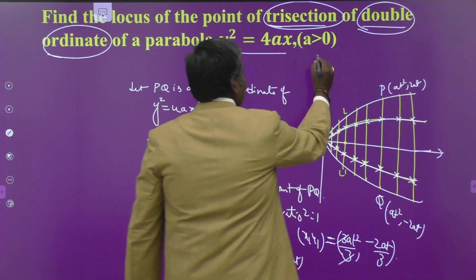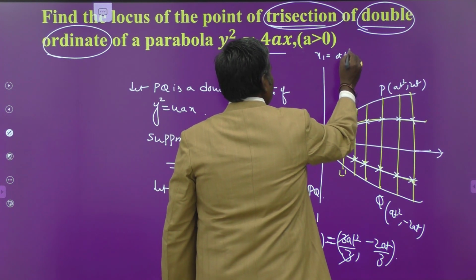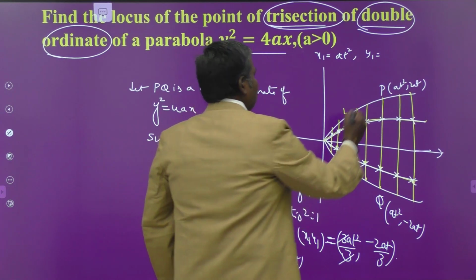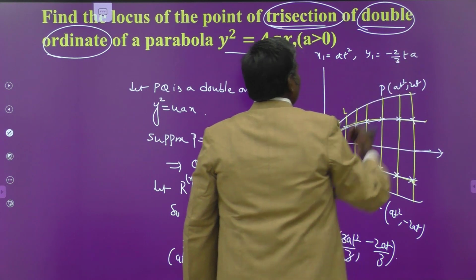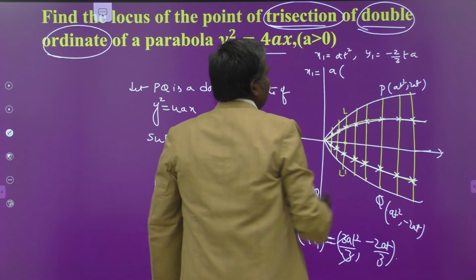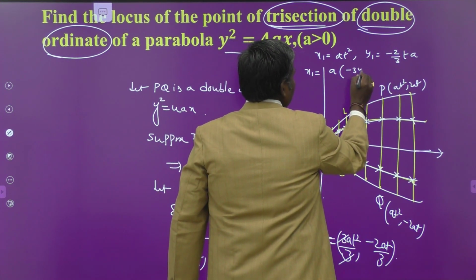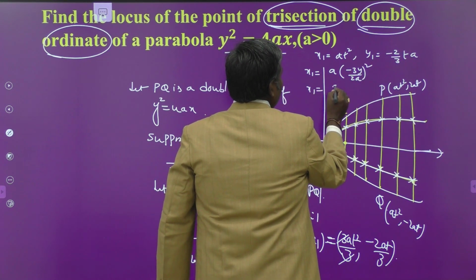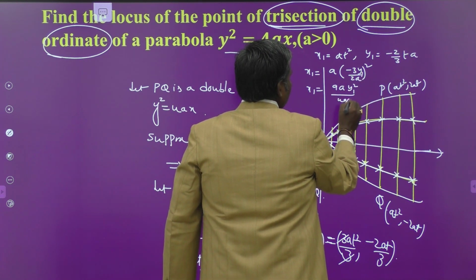So what is x1 here? x1 is equal to at square. What is my y1? y1 is equal to minus 2 by 3 times of at. So substitute the value of t here itself, we obtain the locus. x1 is equal to a into t square, t means minus 3y1 by 2a square itself. So x1 is equal to a into 9y1 square by 4a square.